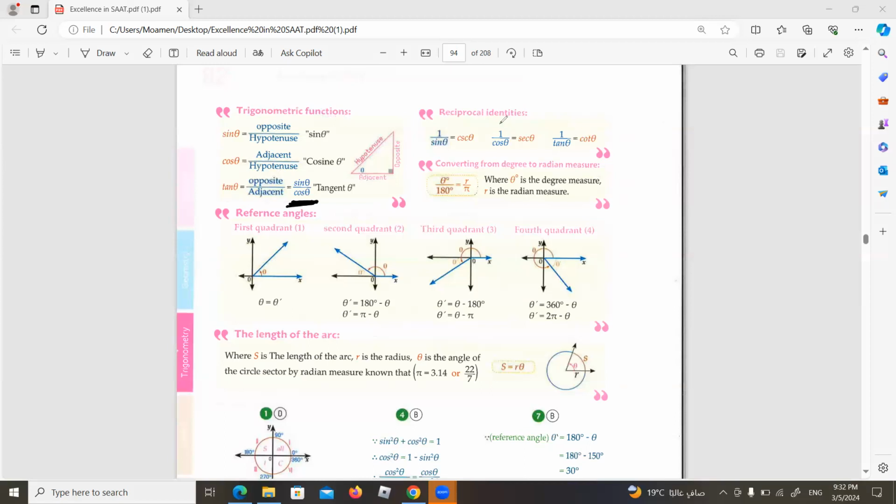The reciprocal identities. What are the reciprocal identities? Reciprocal means a flip. If you flip sine, 1 over sine equals cosec. 1 over cosine is equal to sec. 1 over tan is equal to cotan. So these are called reciprocal identities. It means if the sine equals, for example, 3 over 5, what is cosec? 5 over 3. Just flip, switch the fraction.